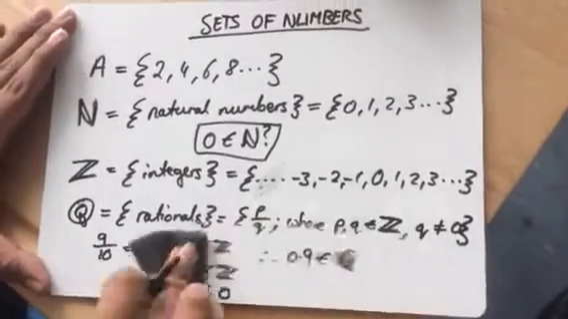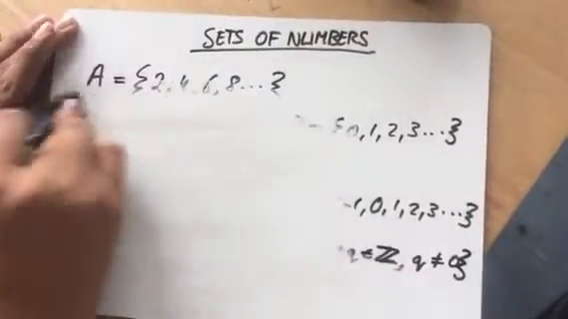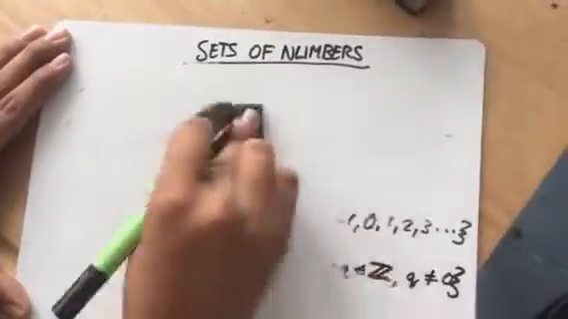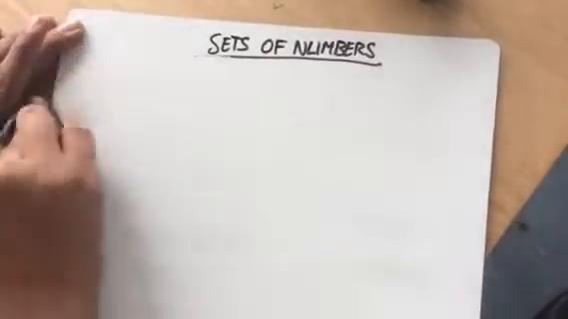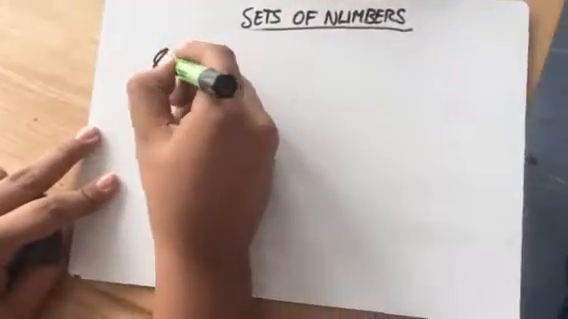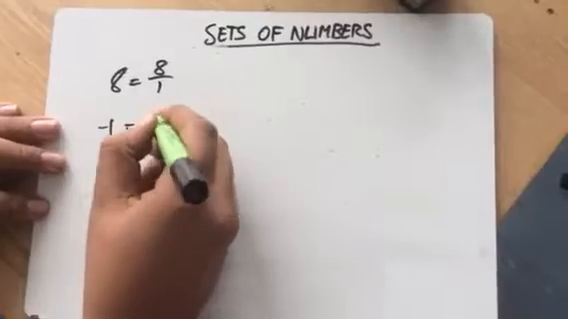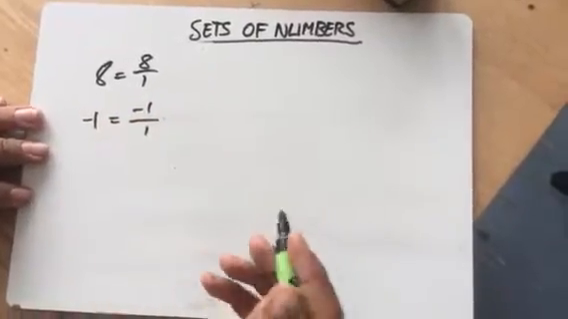But a lot of numbers can be considered rational that at first you may not think of. For example, all natural numbers are rational because they can be written with the denominator 1. So 8 can be written as 8 over 1, and that makes it rational. Even negative numbers can be written as negative 1 over 1, etc., etc.